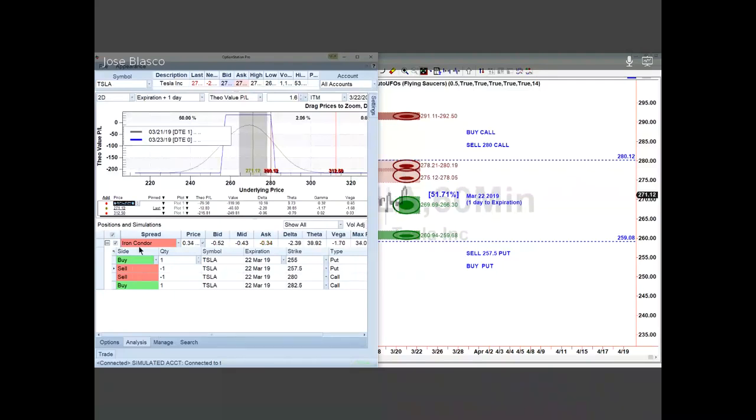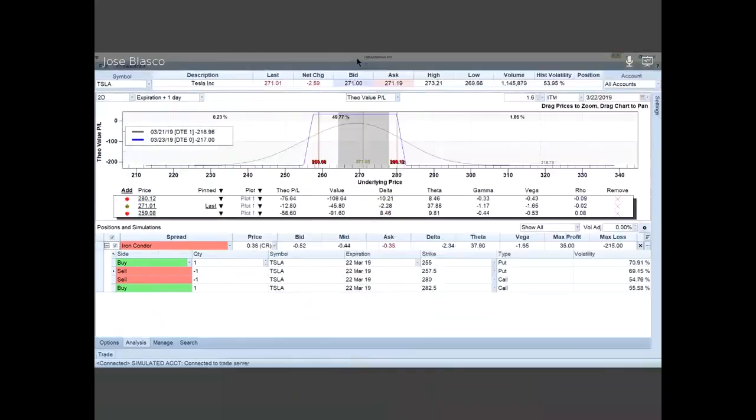So 280.12 is going to be the upper part of the trade. 259.08 is going to be the bottom part of the trade. So let me maximize this and take a look at what's happening here if we do this trade. If I do this trade the way it's constructed, you will get paid 35 cents. And if you get stopped out above, you will lose $74. And if you get stopped out below, you will lose $57. That's how the trade looks at the moment.